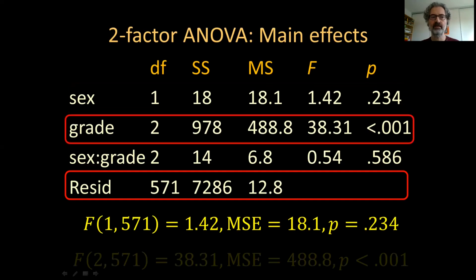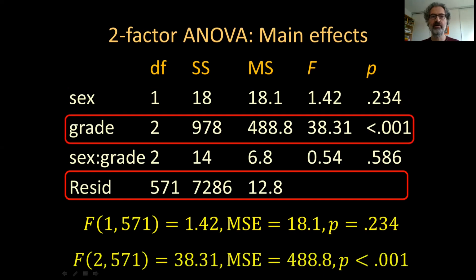Turning to the second factor, the main effect of grade is shown here. If we divide these mean squares between by, again, the residual mean squares, we come up with this F ratio and the corresponding p-value, which is a very low p-value. In fact, the difference between grades is statistically significant.